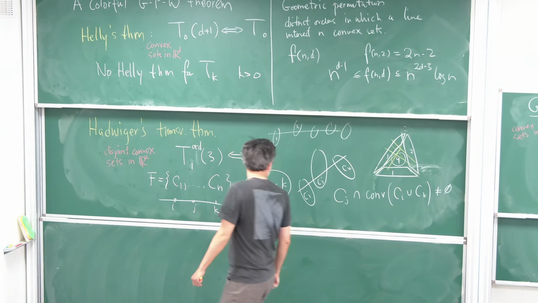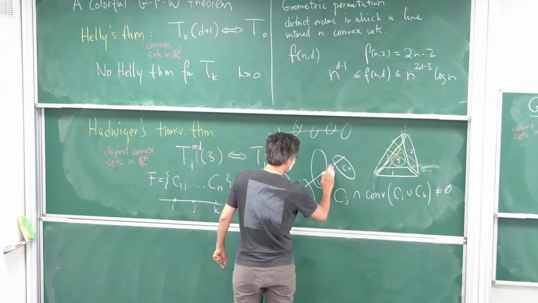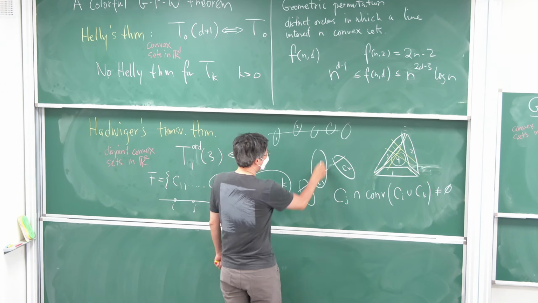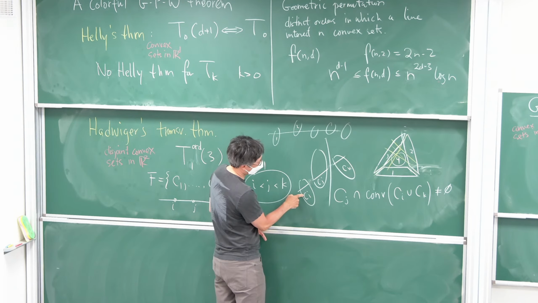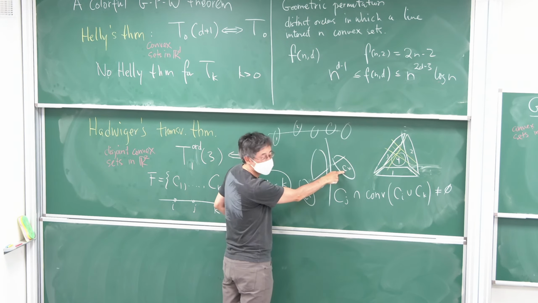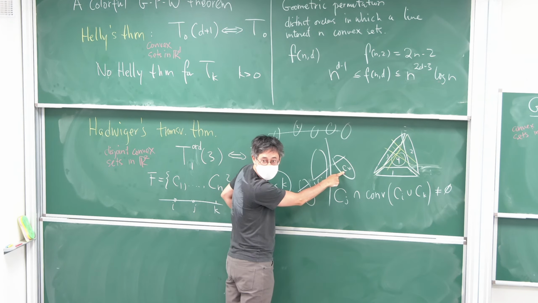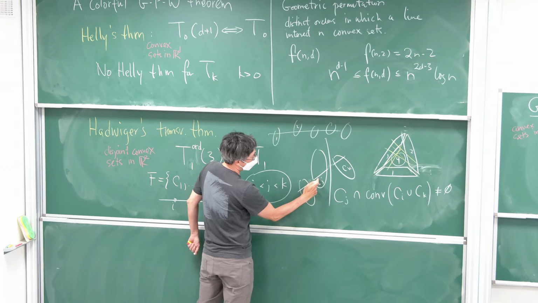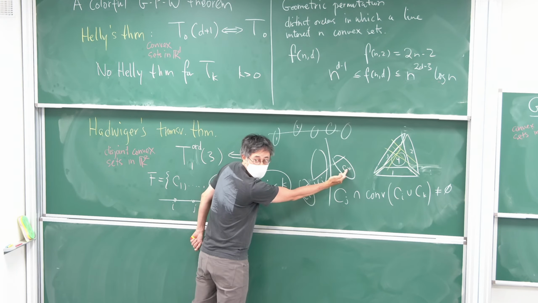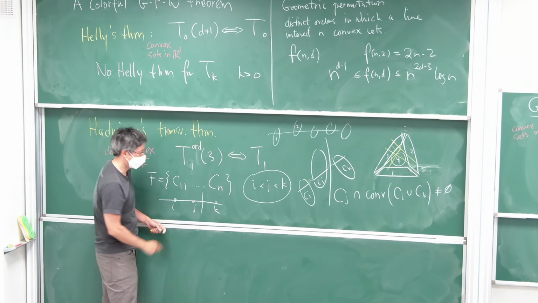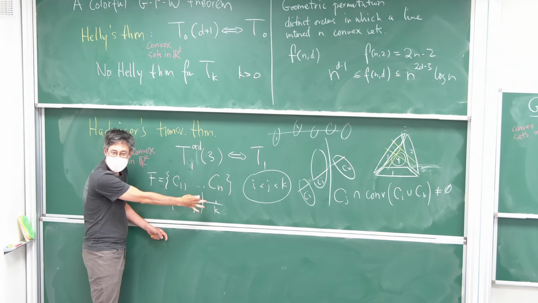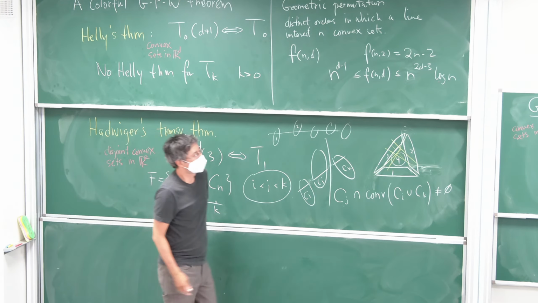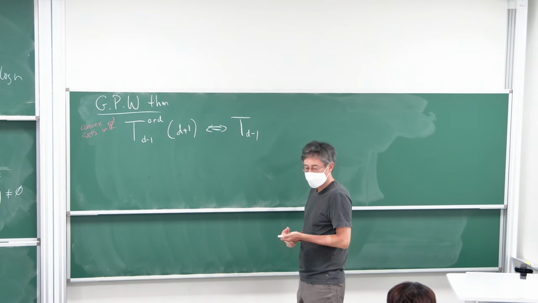Or, if you want the contrapositive, suppose Ci and Cj do not intersect the convex hull of Ck; then the same thing happens over here. If you can separate i and j from k, then the same thing should happen in the order here: i and j can be separated from k. So that is what this ordering now becomes.